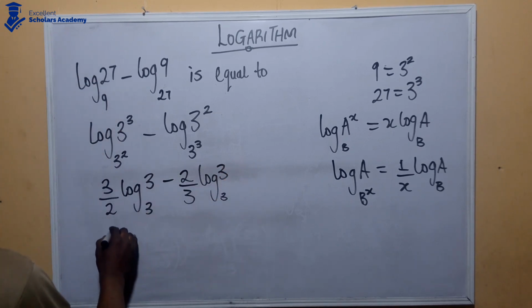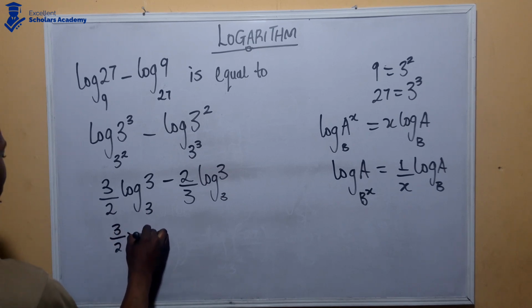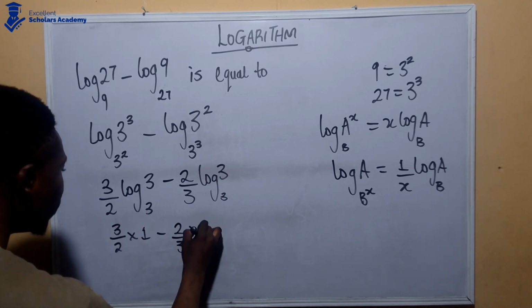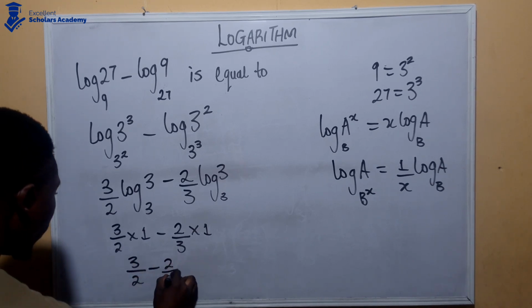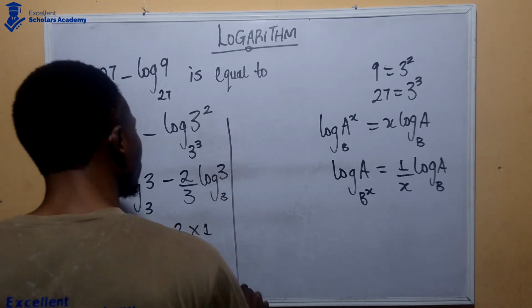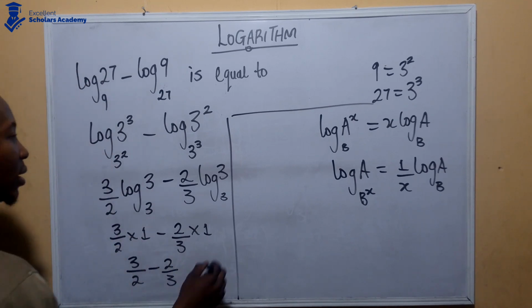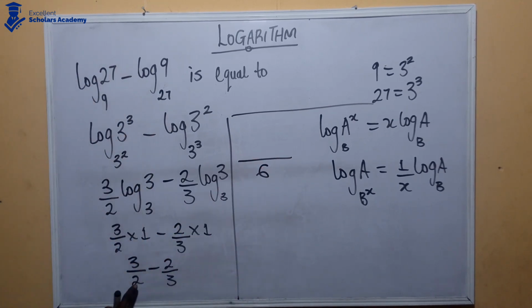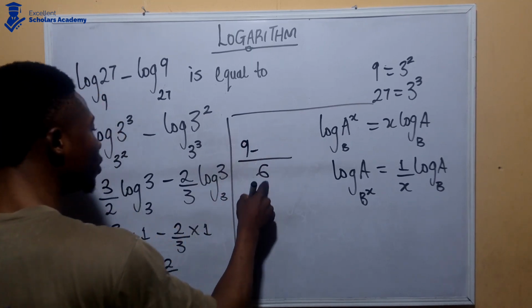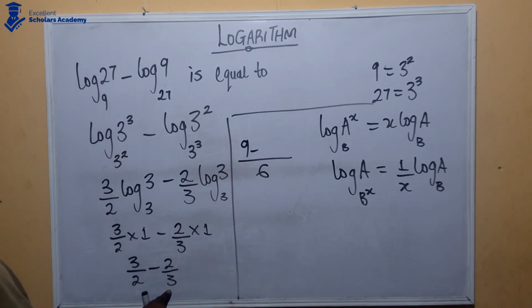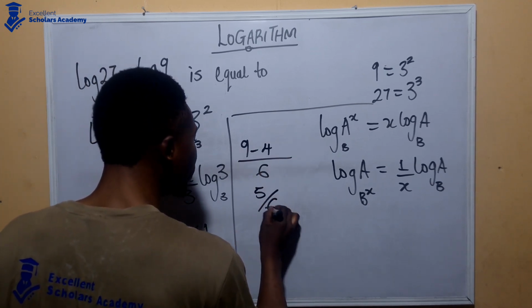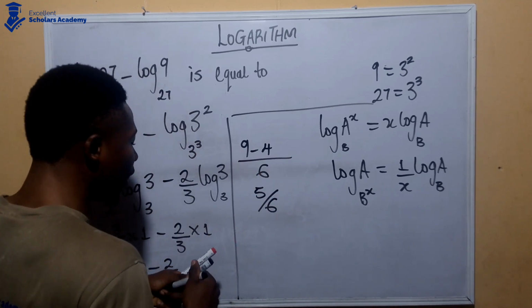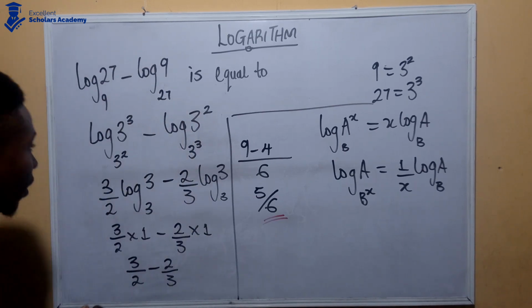And you know that log of the same base is 1. So this is going to become 3 over 2 multiplied by 1 minus 2 over 3 multiplied by 1. So this is going to be 3 over 2 minus 2 over 3. Now the LCM of 2 and 3 is what? The LCM of 2 and 3 is 6. So this is going to become 6. 6 divided by 2 gives you 3. 3 times 3 gives you 9, minus 6 divided by 3 gives you 2. 2 multiplied by 2 gives you 4. 9 minus 4 gives you 5 over 6. So 5 over 6 is our final answer.